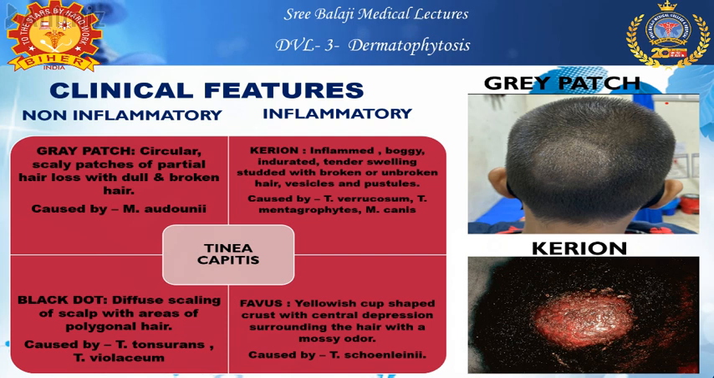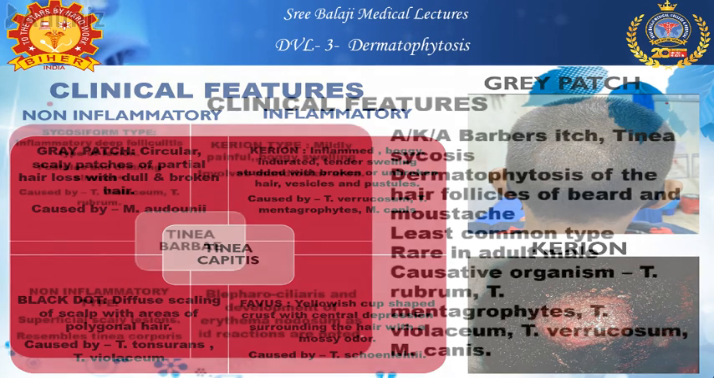Another example of inflammatory type is Favus, which is characterized by yellowish cup-shaped crusting, called scutula, which has a mousy odor associated with it, and it is caused by Trichophyton schoenleinii. So this is a clinical picture of the patient who has tinea capitis. One is of the grey patch type and another is of the Kerion type. Here you can observe the boggy swelling which is present with numerous pustules.